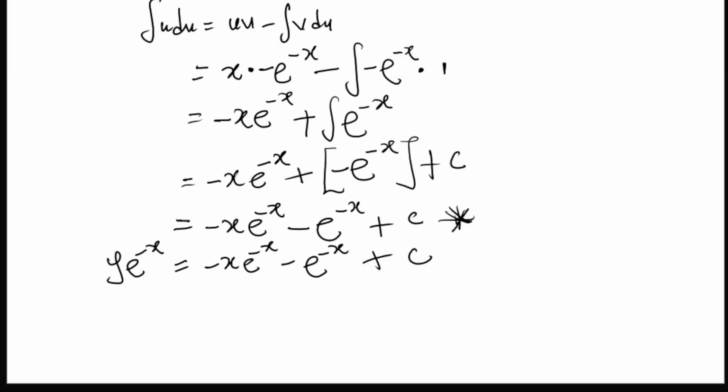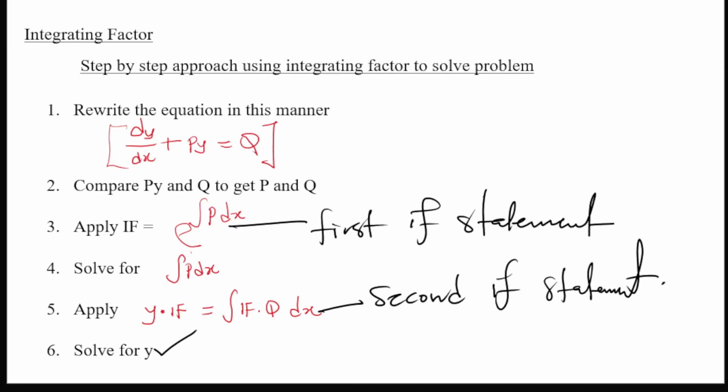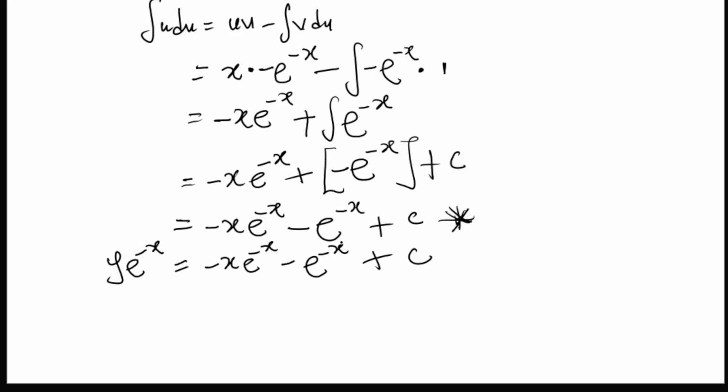Go back to your step. What's your step saying? Your step is simply saying solve for y. So everything we've been solving for, we are trying to solve for the value of y. Since you've gotten to this extent in your calculation, you make y subject of the formula. Making y subject of the formula, you're basically dividing through by exponential minus x.